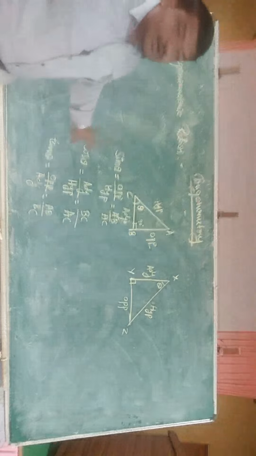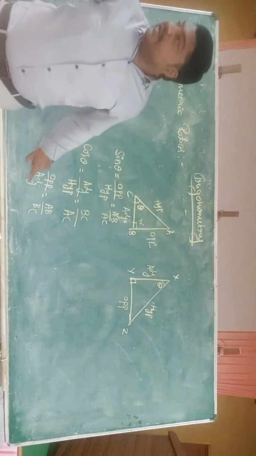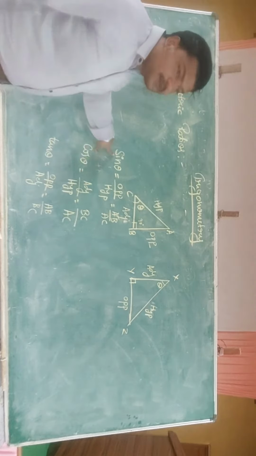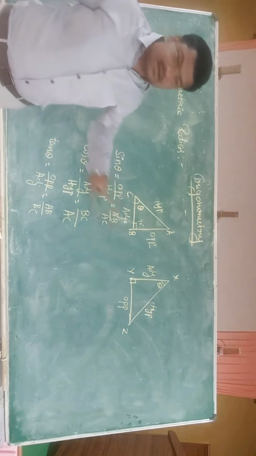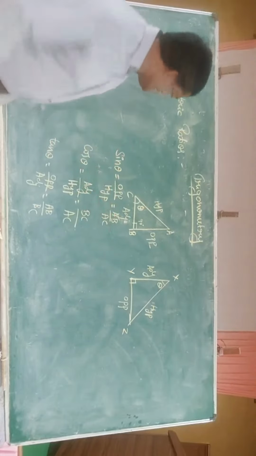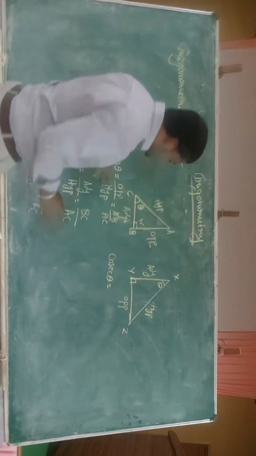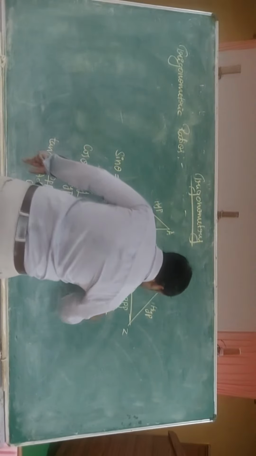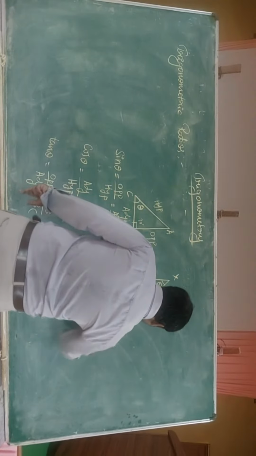These are the main trigonometric functions: sin, cos, tan. The remaining three are the co-trigonometric functions. The reciprocal of sin is cosec, the reciprocal of cos is sec, and the reciprocal of tan is cot. Now cosec theta is just the reciprocal of this: hypotenuse upon opposite is equal to AC upon AB.